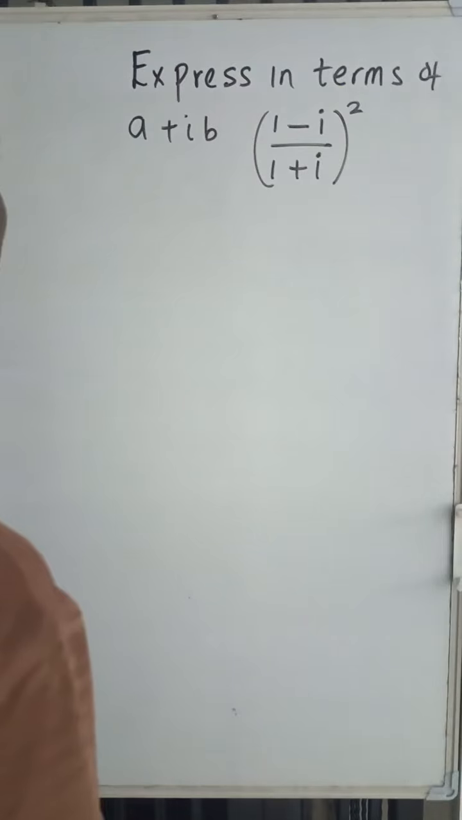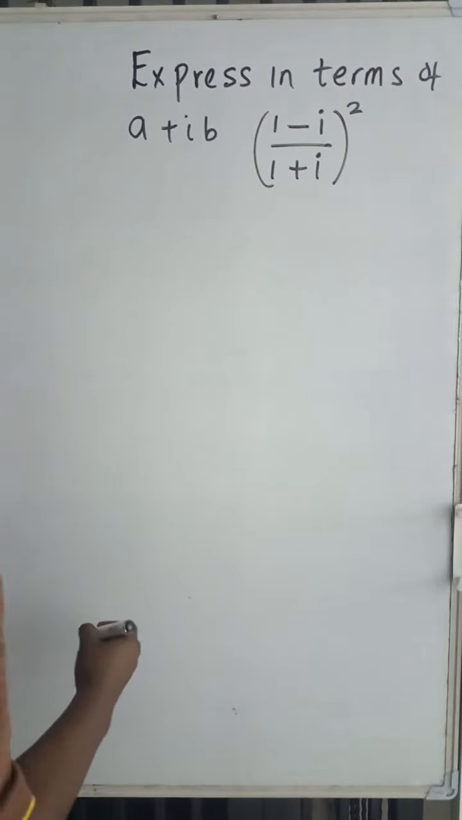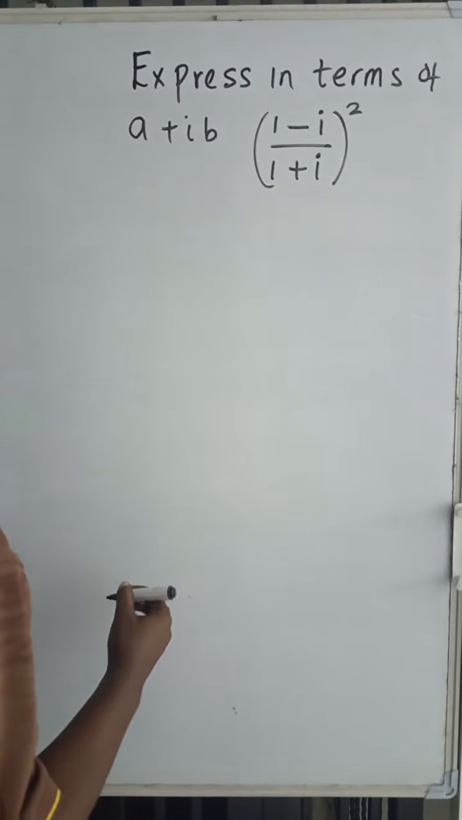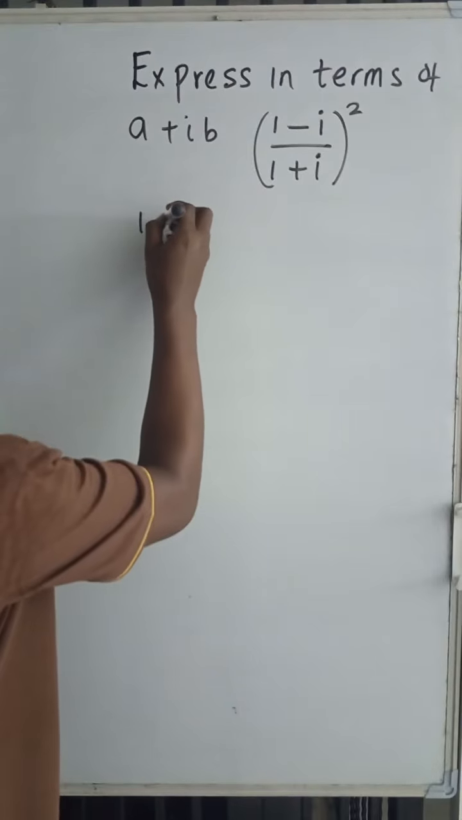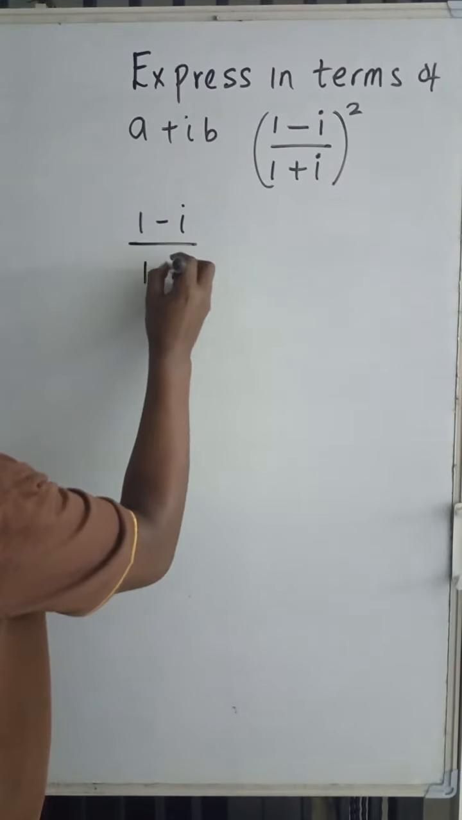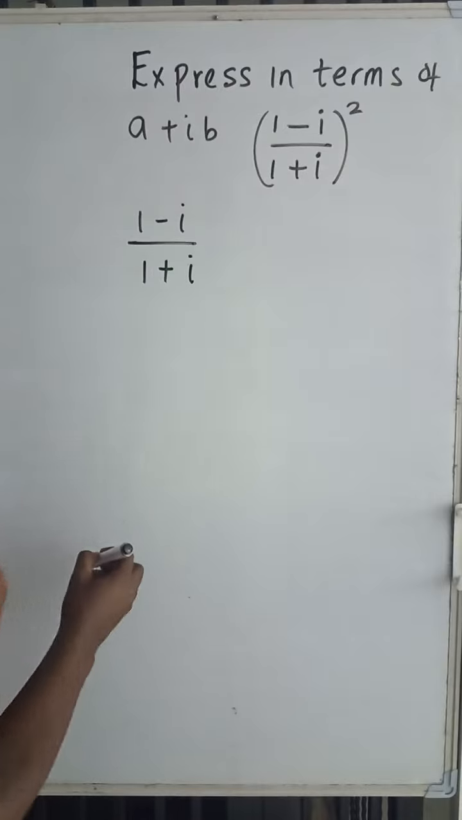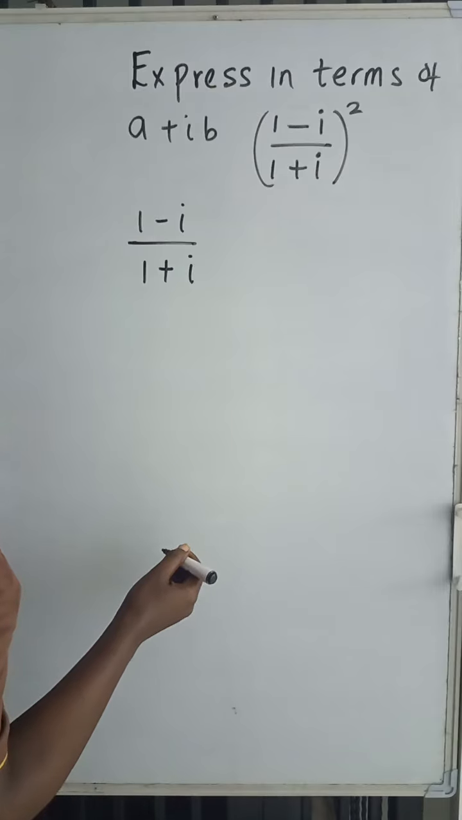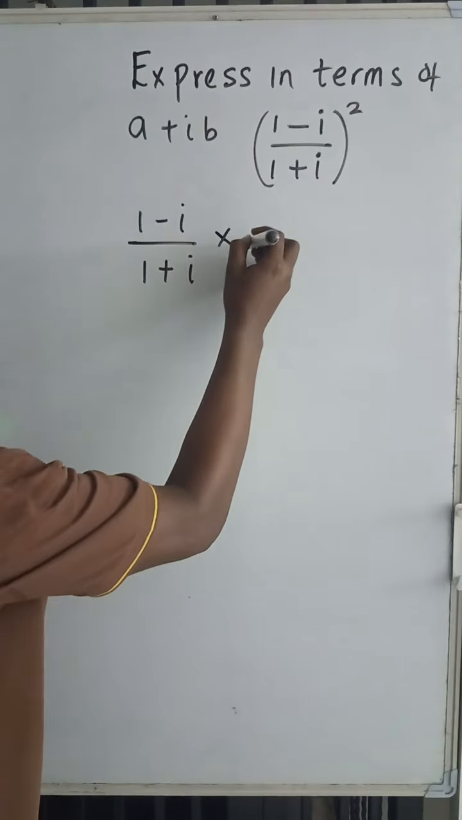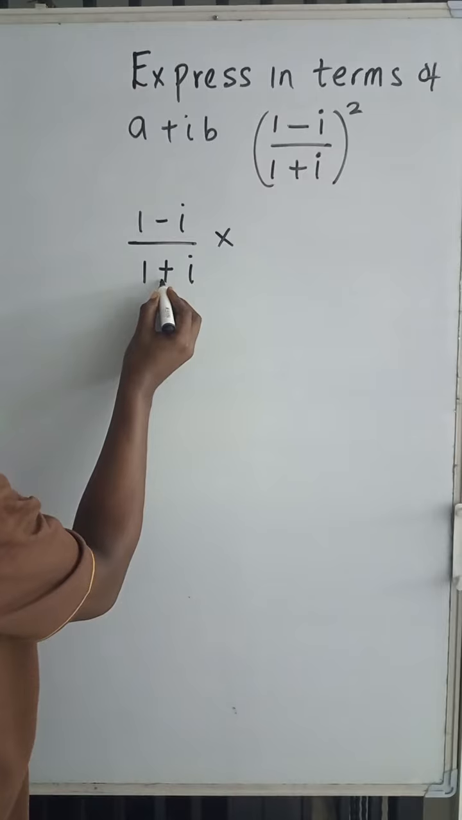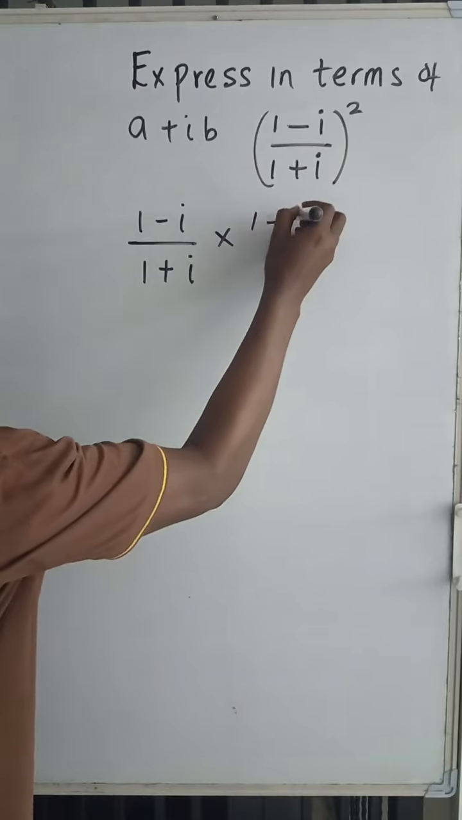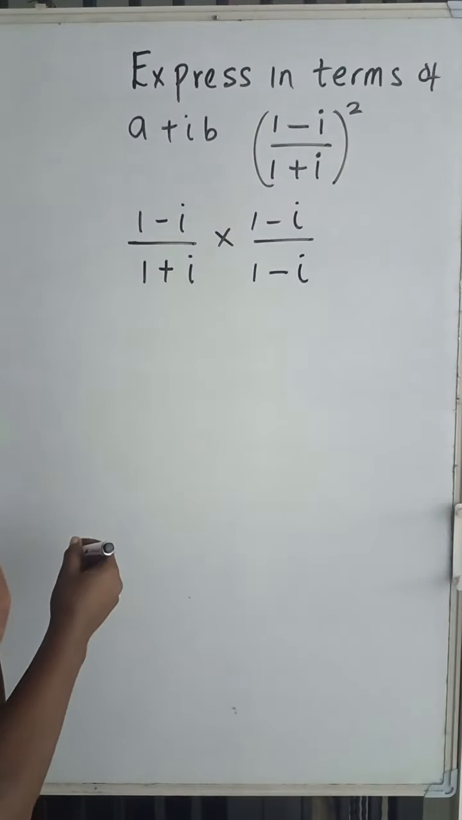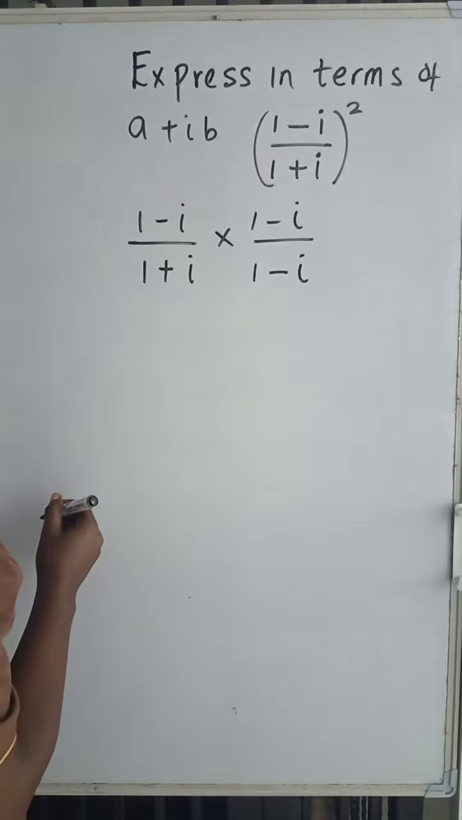The question says express in terms of a plus ib, (1 minus i over 1 plus i) all squared, where i is a complex number. What I want to do simply is, first of all, deal with the inside: first, 1 minus i divided by 1 plus i. Then rationalize it. You look for the conjugate of 1 plus i, which is 1 minus i, and you multiply it by the numerator and the denominator of the complex number given to us.